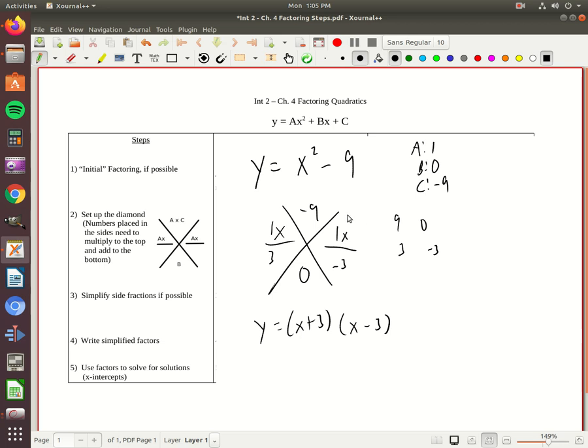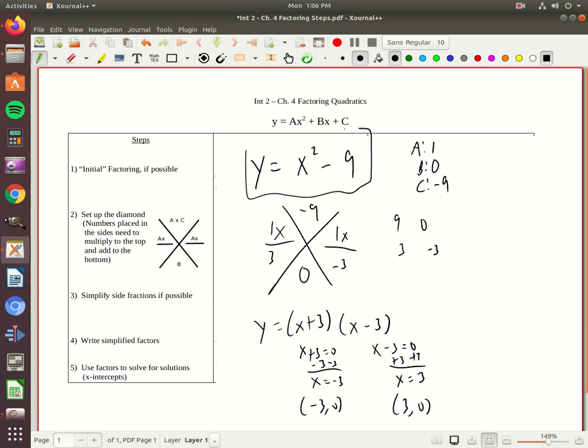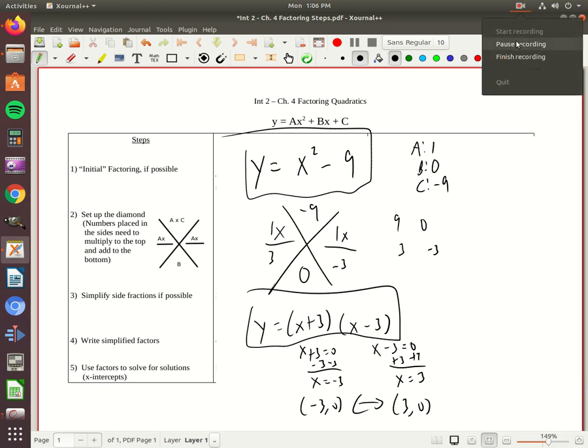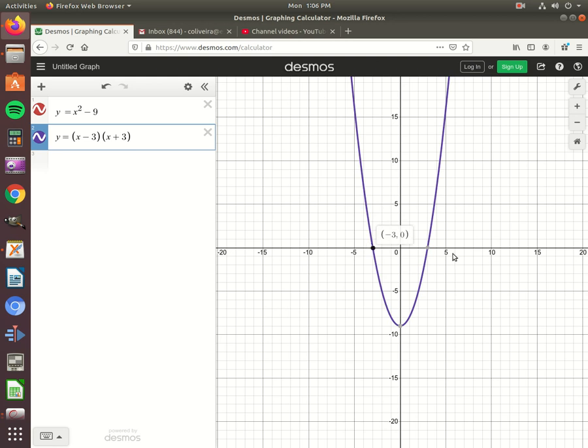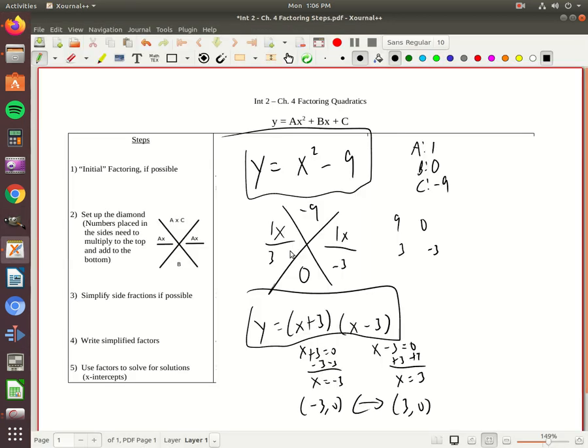So I get x plus 3 and x minus 3, obviously. I'm going to get x equals negative 3, or negative 3, 0 for this x-intercept. And I'm going to get x equals 3, or 3, 0 for this one. So let's see what happens when we graph these, and let's see if we get these x-intercepts. We did indeed get the same parabola, and you can see that we do have our x-intercepts of positive 3 and negative 3. So in a nutshell, that's pretty much chapter 4.